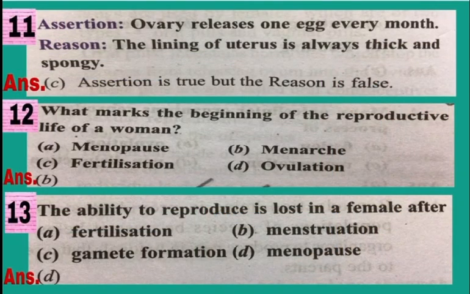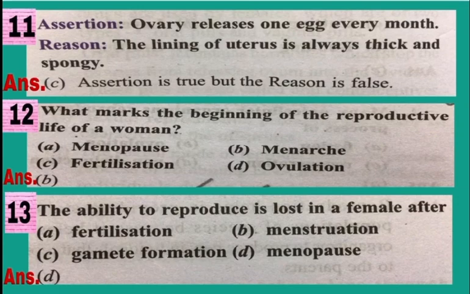Question 11. Assertion reason का question है ये. Assertion statement देखिए. Ovary releases 1 egg every month. This is the correct statement. Now see the reason. The lining of uterus is always thick and spongy. This is the wrong statement. So here assertion is true but reason is false. So C is the correct answer. Assertion is true but reason is false.